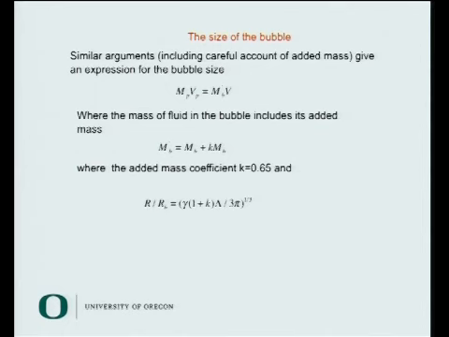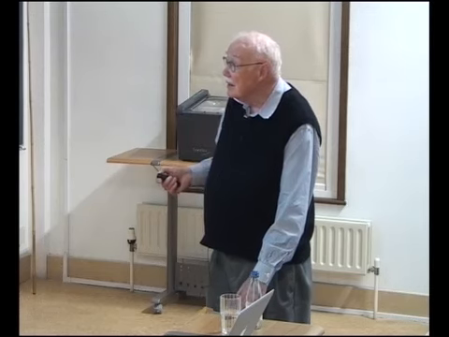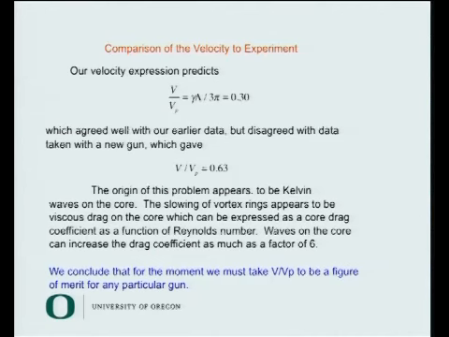And since this is not a sphere but an ellipse, I had to search around. I finally found out Lamb's book has a lot of values of k worked out. Very approximately, for my eccentricity, k is 0.65. And so the radius of the ring divided by the radius of the bubble is this simple expression. That gives you the radius of the bubble, and it works out quite well.